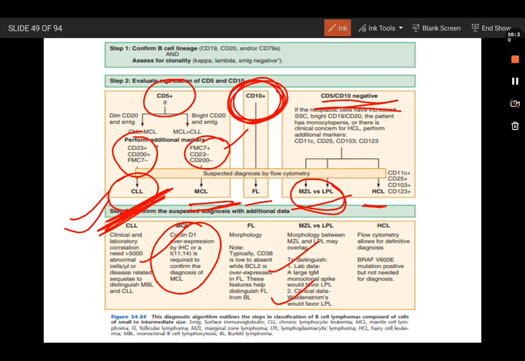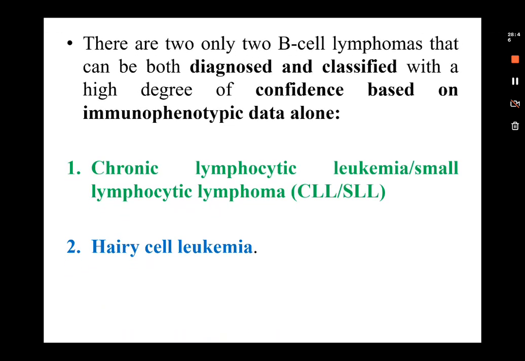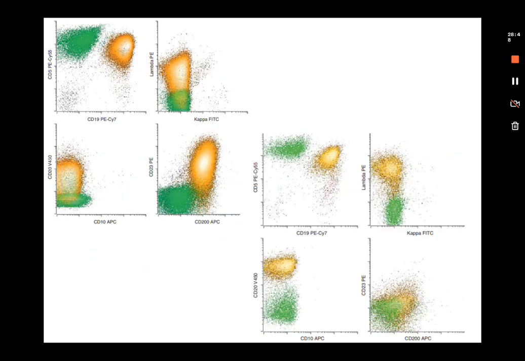And then hairy cell leukemia, we have some specific markers: CD11c, CD25, CD103, and CD123. So flow cytometry does allow for definitive diagnosis. BRAF, if it is positive, it is a good thing, but it is not needed for diagnosis. Flow cytometry can diagnose only two lymphomas, CLL as well as hairy cell leukemia.